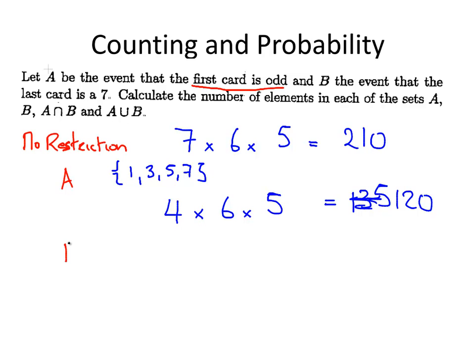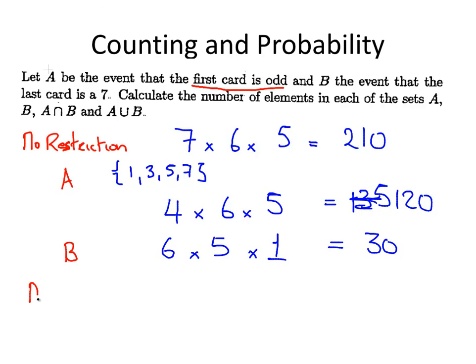Now, B. So B is the event that the last card is a 7. There's a slightly strange way of doing this. What we're going to do is pick the last card first and then go back to the start and use the remainder. So we take out the 7 and put it at the end. There's one way we can pick out the 7. We have 6 cards left. Because the restriction is at the end, we start at the end. Then we go back to the start, pick out one of the 6 remaining cards, then pick one of the 5 remaining cards. So the number of elements in B is 30.